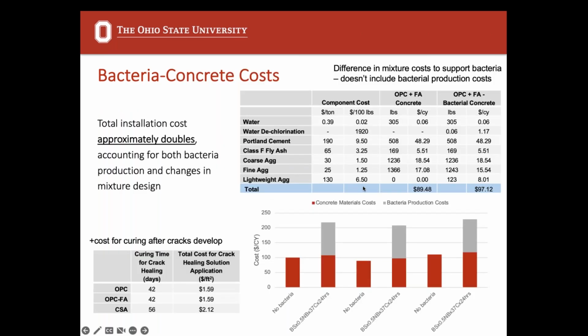And then there were a few changes that were made to the concrete mixtures. We had to dechlorinate our water with a special chemical. We also had to incorporate the lightweight aggregate in the bacterial concrete. And so you can see the difference between a standard fly ash concrete and a concrete with bacteria in it is about a 10% increase. And then we also have to take into mind the amount of curing, and this doesn't factor in labor, but just the cost of the curing solution ends up being about $1.50 to $2 per square foot of crack healing you're trying to do. So overall, the cost ends up being about double in bacteria mixes compared to non-bacteria mixes.